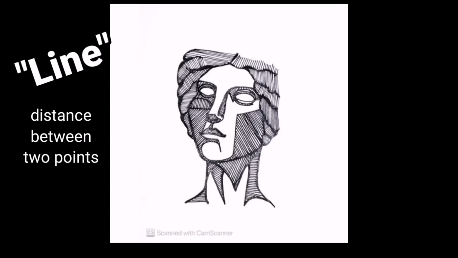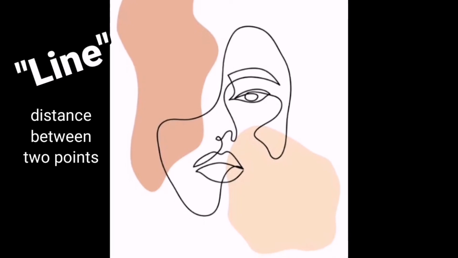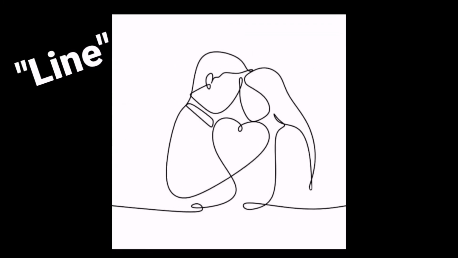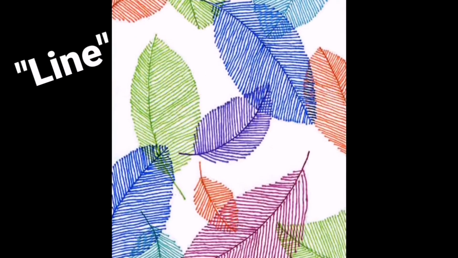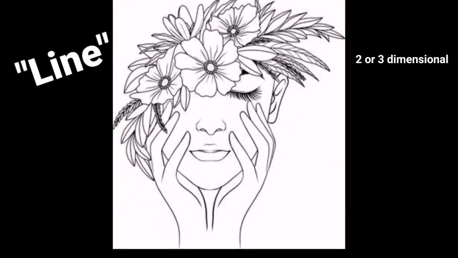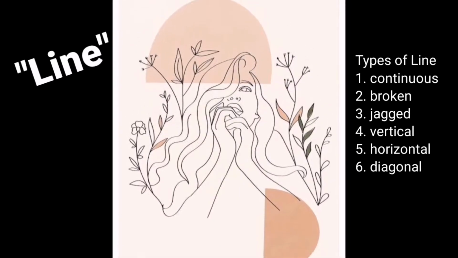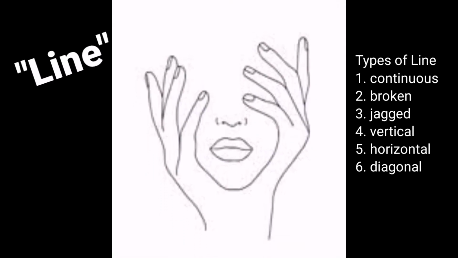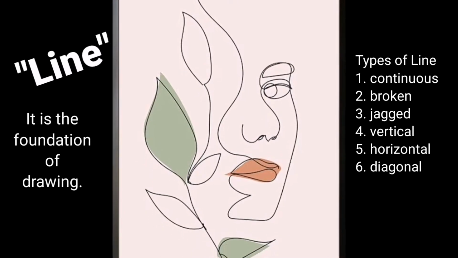This is the distance between 2 points or the path of a moving point, taking any form along the way. So, ang linya ay isang moving point in space na kung saan ang haba nito ay mas malaki kaysa sa lapad nito. Ang mga linya ay maaaring 2 or 3-dimensional. There are different types of lines include continuous, broken, jog, vertical, horizontal, or diagonal. Lines are the foundation of drawing.